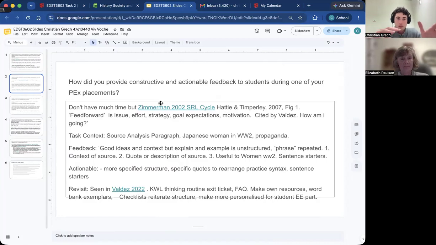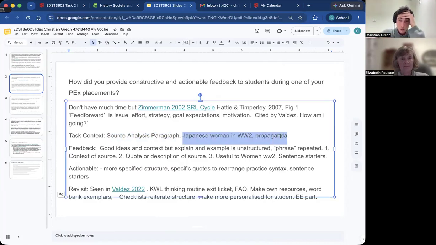But because it asked me specifically about a PECS placement, we were doing source analysis about Japanese women in World War II. It was mostly visual propaganda, showing what they were like. A lot of students were familiar with the general context of women in the 50s, that traditional notion of it, but not so much with Japan specifically. Some of the feedback I gave was: good ideas and context, but the explanation and example is unstructured. So the TEAL structure that they employed, the paraphrasing wasn't the best, and they'd sometimes repeat it across times.